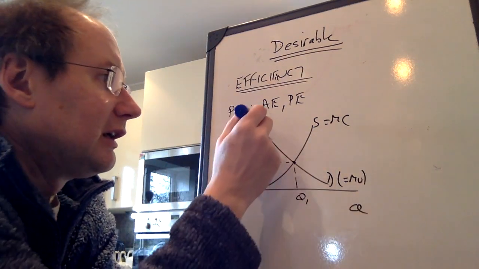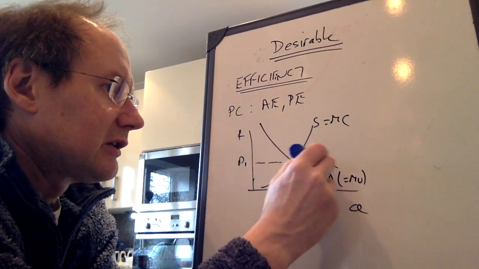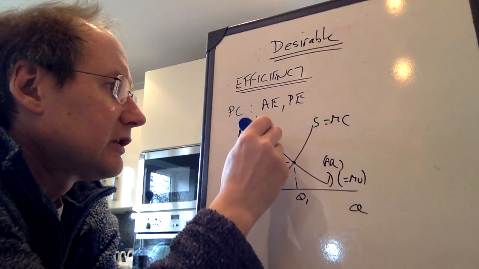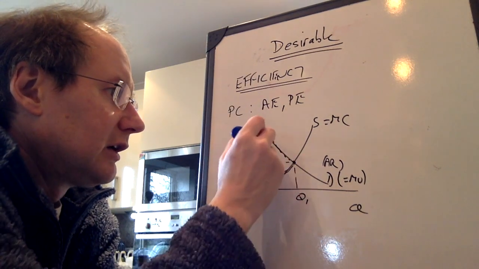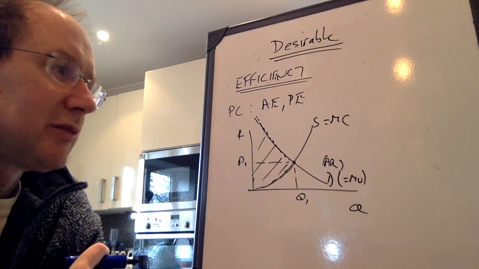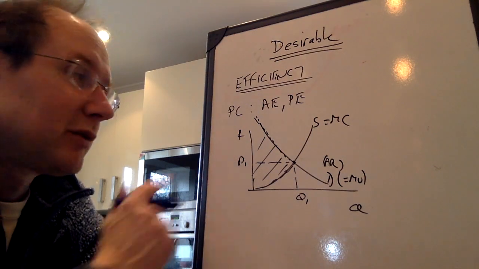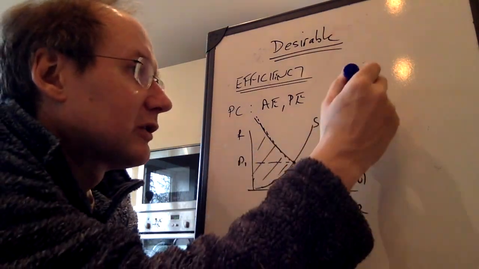But the key is that for all of these units, that's the extra benefit, that's the extra cost, and therefore community surplus is maximised. Societal welfare is maximised because we produce all the units where the extra benefit is greater than the extra cost.